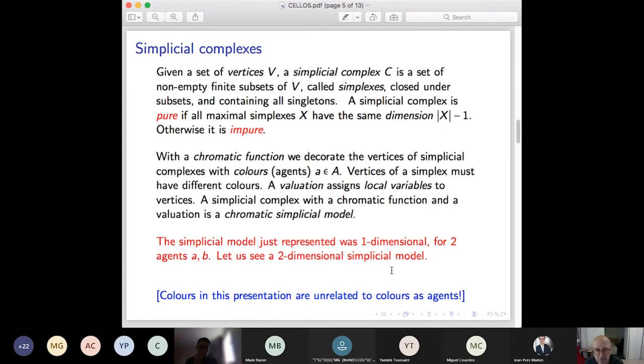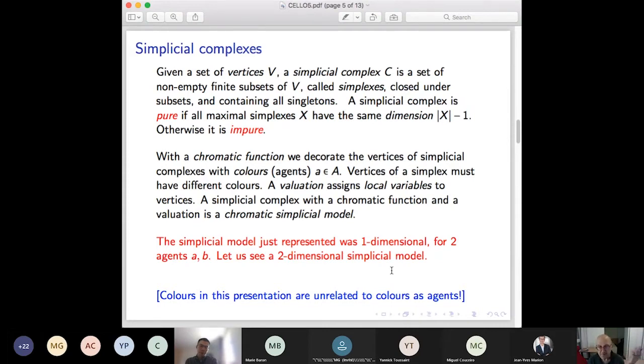What are these simplicial complexes? Well, as said, it is based on an abstract set of vertices. We determine a set of non-empty finite subsets of this set of vertices. These subsets are called simplices or simplexes. And it should contain all the singletons, all the vertices themselves.